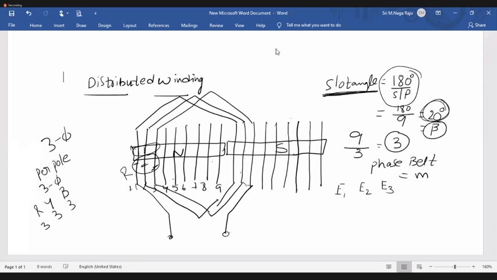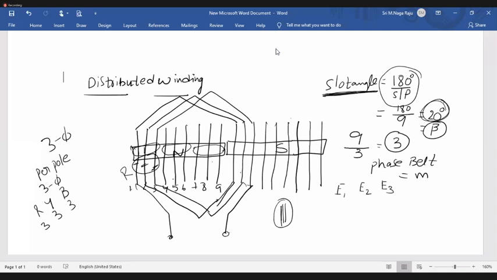So this is called distributed winding. Distributed means the conductors per phase under one pole are distributed equally in different slots. Next three belong to Y phase. Next three belong to B phase. If we place these three conductors under one slot like this, this is called concentrated winding. There is no phase angle. So the other is called distributed winding.